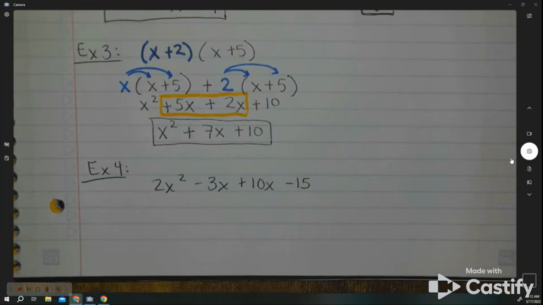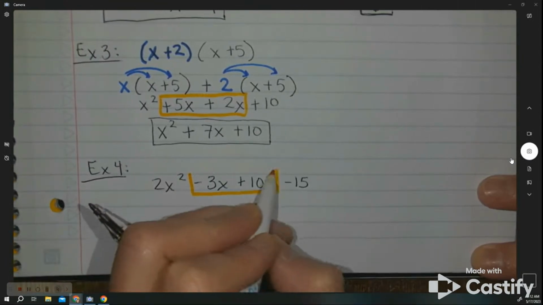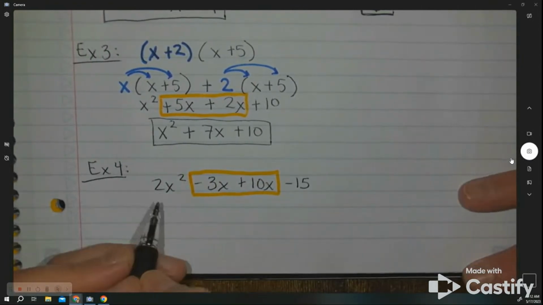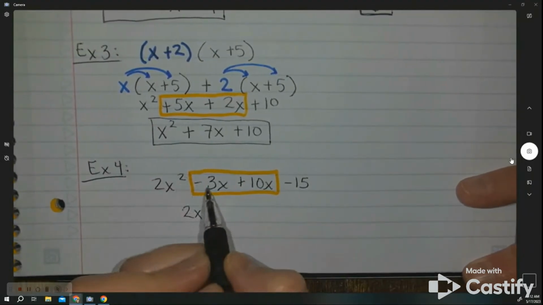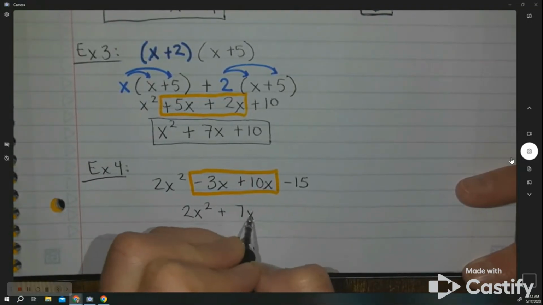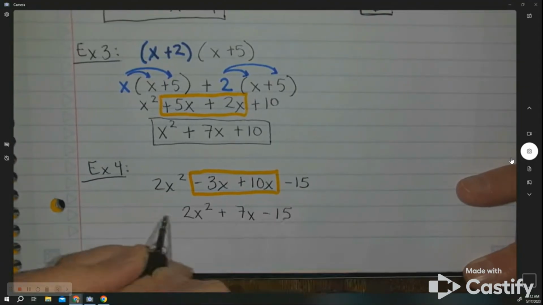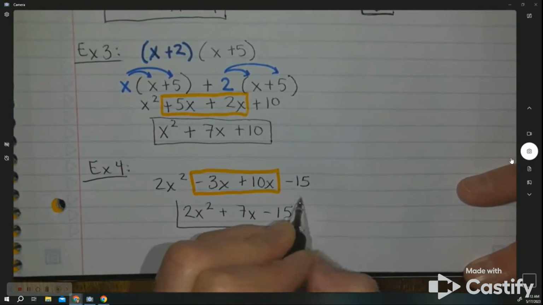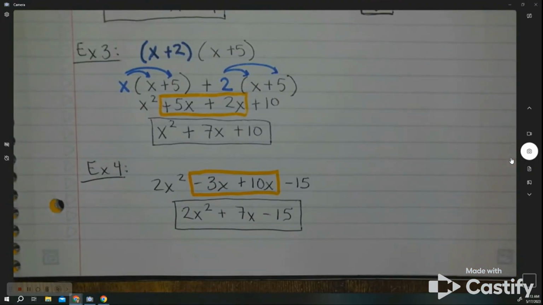And then just like in the previous question, we want to look for like terms. So I have an x to the first, x to the first. There are my like terms here in the middle. So to simplify, 2x squared stays. -3x plus 10x is 7x. And then that minus 15 also doesn't have a partner. So 2x squared plus 7x minus 15 is our final answer using that area model.